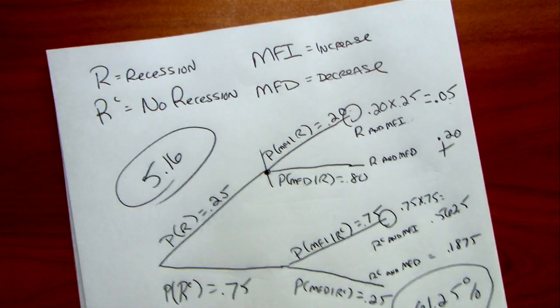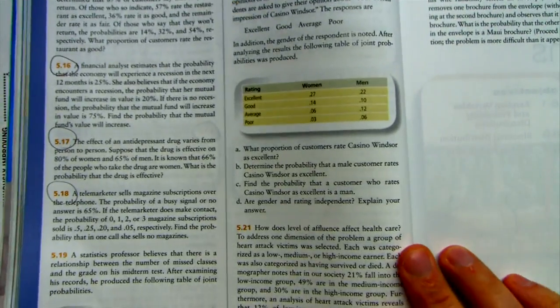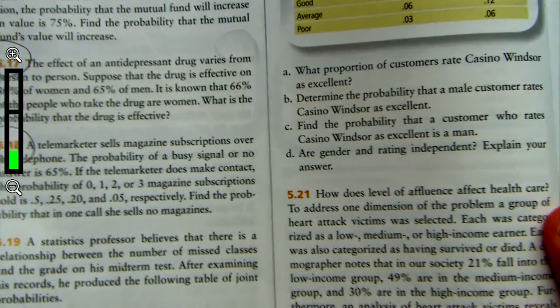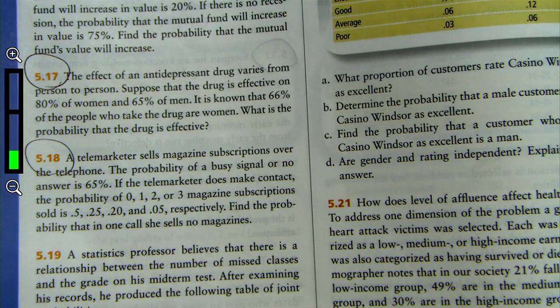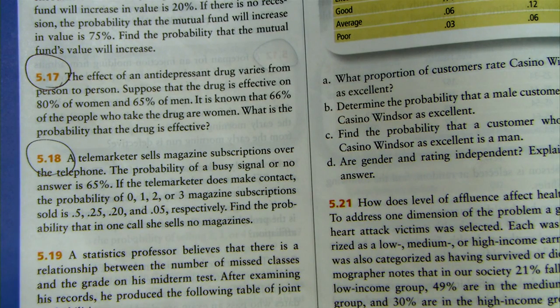All right, the last one I'd like to do is in your book, and it is number 18. Because sometimes students think that all trees are symmetrical, and they're not, and this one is not. It says a telemarketer sells magazine subscriptions over the telephone.